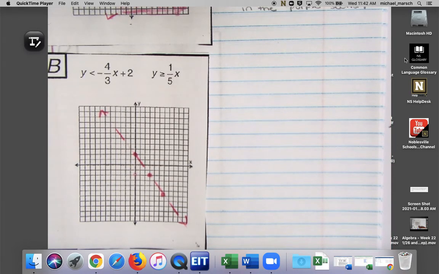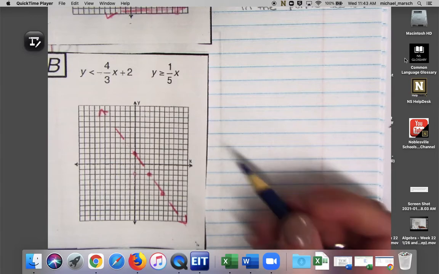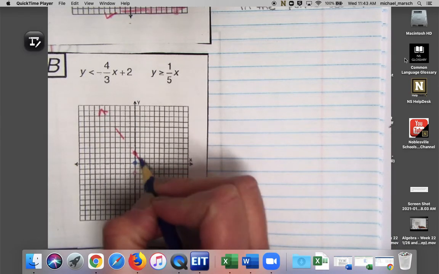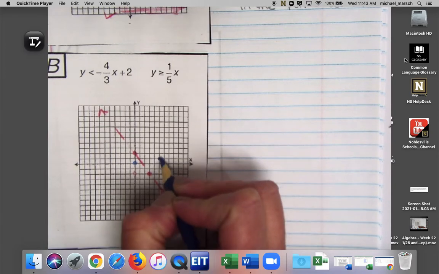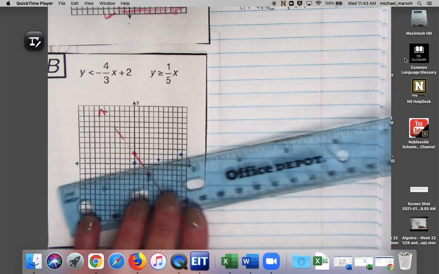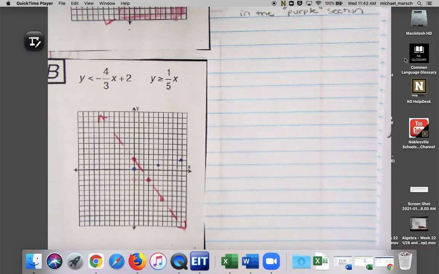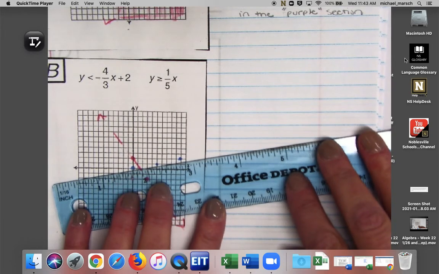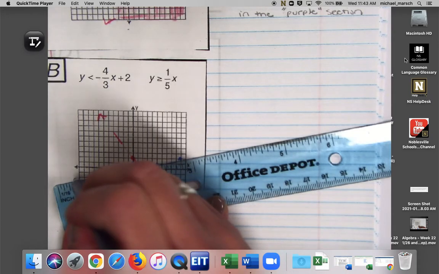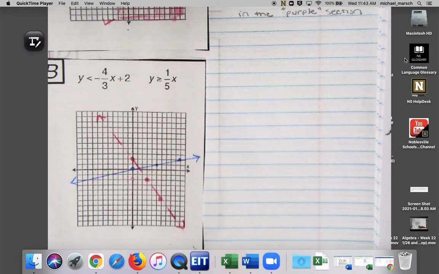Oh, that's supposed to be that. All right, and then we know that our blue one is going to be the y-intercept is 0, up 1 over 5. Is that going to be a solid line or a dashed line? Solid, good. So we've got our lines accurate. Now we have to figure out which way to shade.